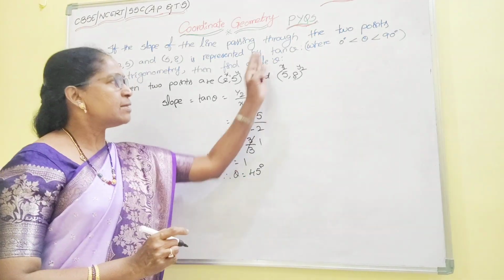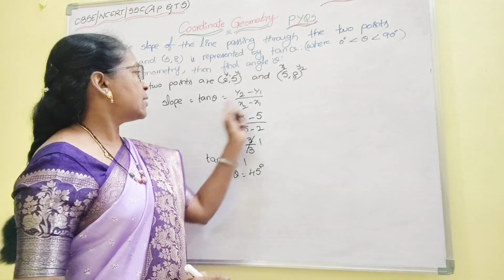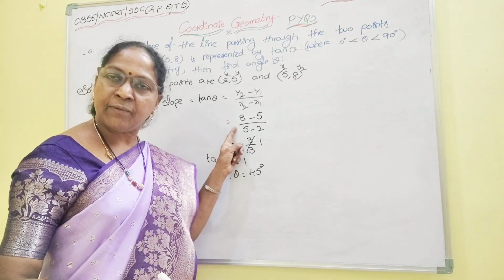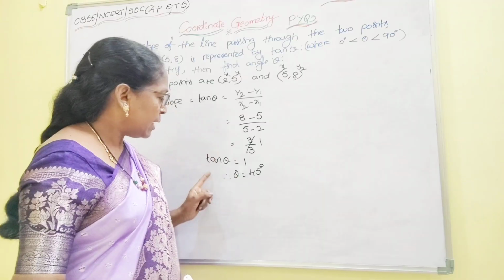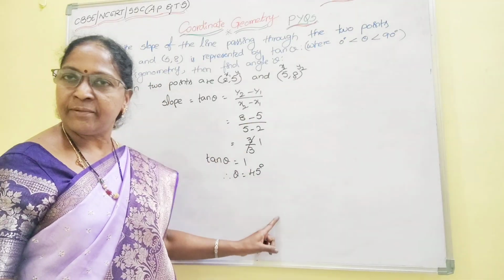This is the answer. This is the way of presentation. First thing, given data. Next, write the formula. Next, substitute the values. Next, simplification. Next, therefore, the answer you have to write down. This is the way.